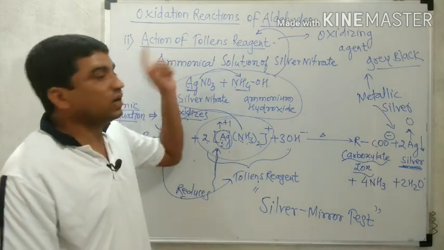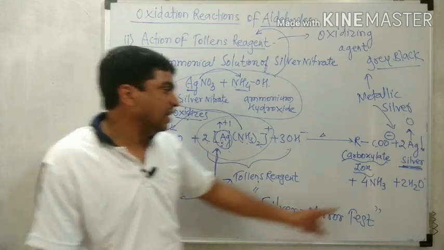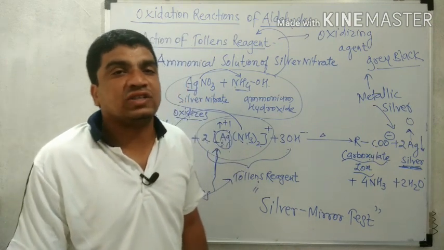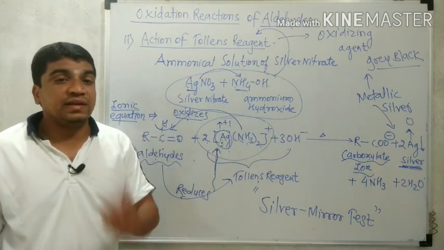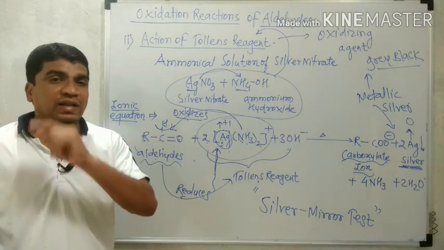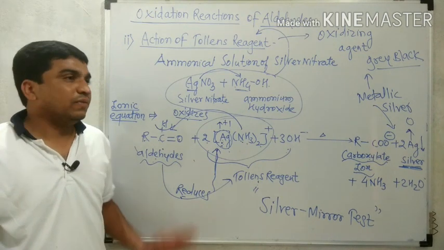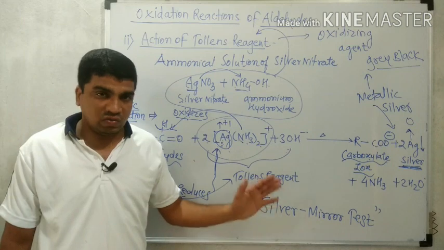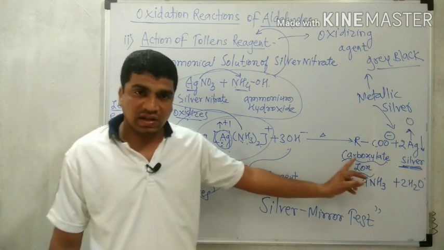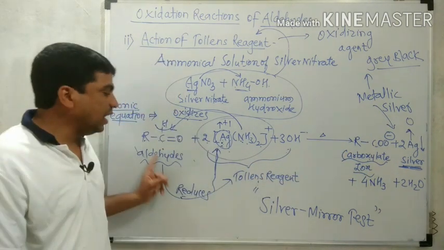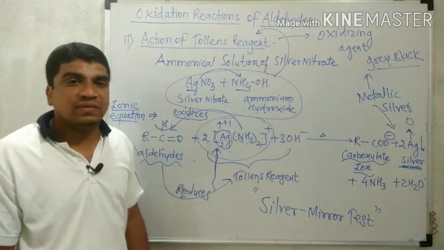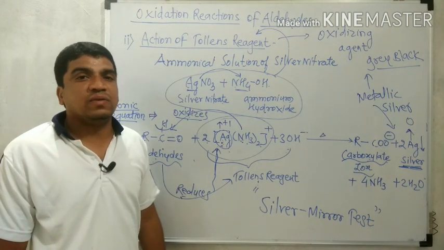Now that is the important action of Tollens reagent on aldehyde. Here the byproducts are ammonia and water. That is the action of Tollens reagent on aldehyde, the important oxidizing agent. So remember the reaction. What is the action of Tollens reagent on aldehyde? When aldehyde reacts with Tollens reagent, aldehyde oxidizes into the corresponding carboxylate ion, but aldehyde reduces silver ion into metallic silver. This reaction is also called the silver mirror test.